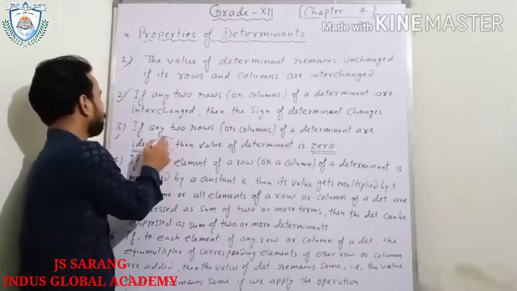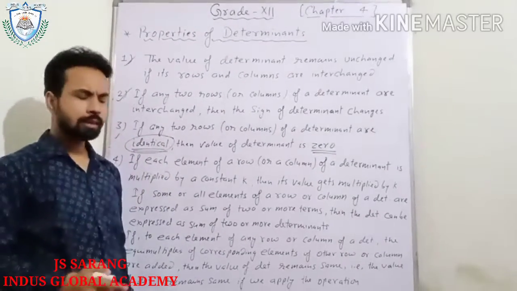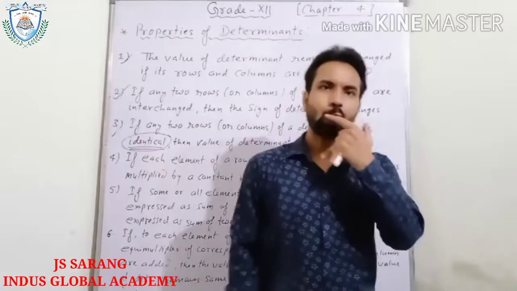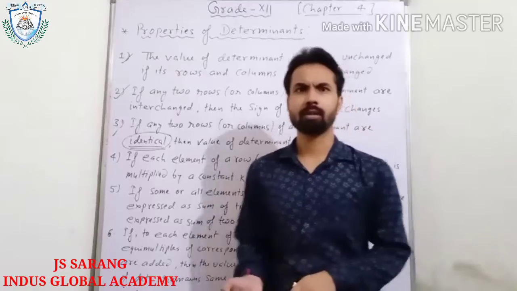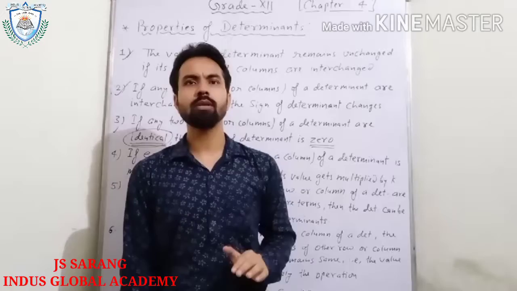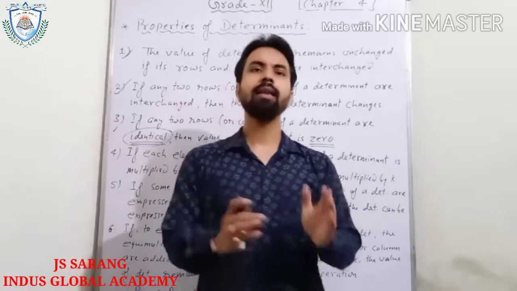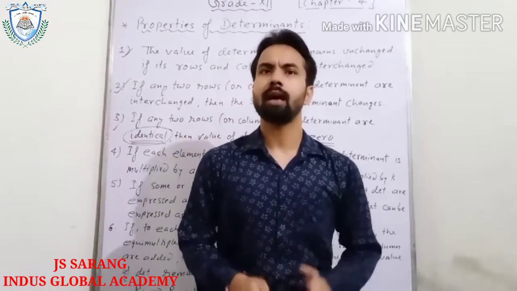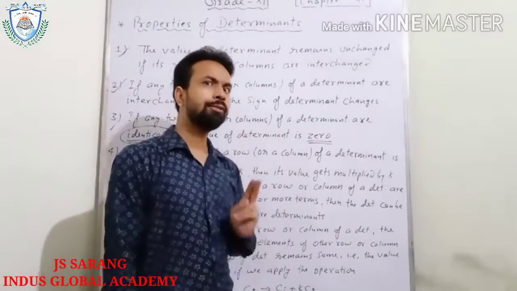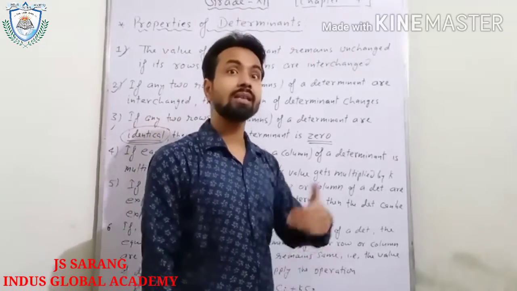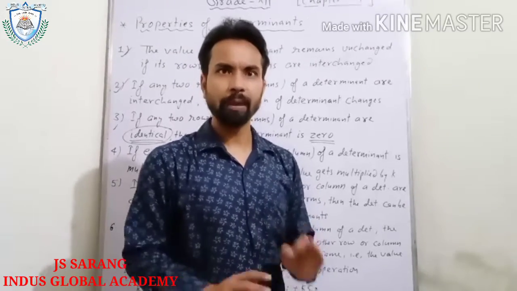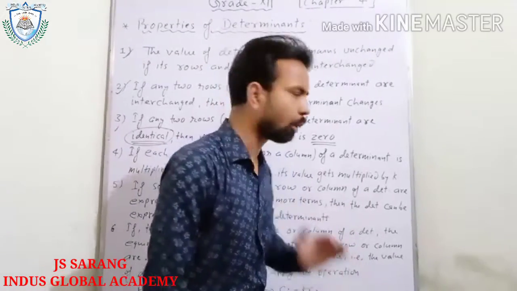So what is the meaning of identical? Identical means the corresponding elements of two rows or two columns are the same. If all the elements of any two rows or two columns are the same, then these rows or columns are known as identical. Got it? So whenever in a determinant two rows or two columns are the same, then the value of the determinant will be 0. Hope it is clear. So this is a very important property.